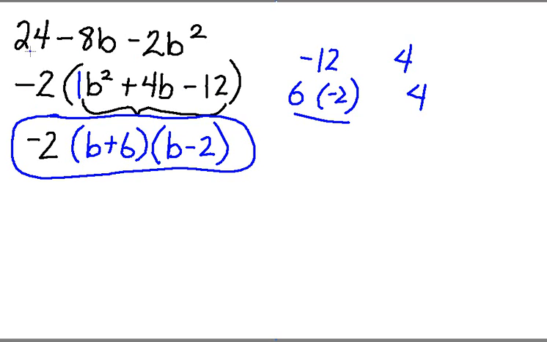And then in addition, look through and see if you can pull out something else. In this case, I could pull out a 2 out of every single term. And that helped me tremendously by making a equal to 1, and now this was a lot easier to factor.